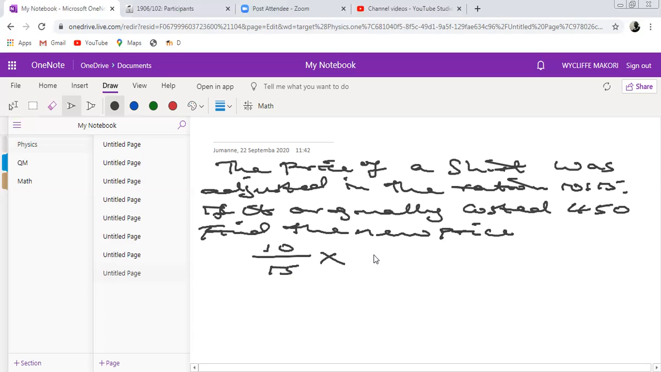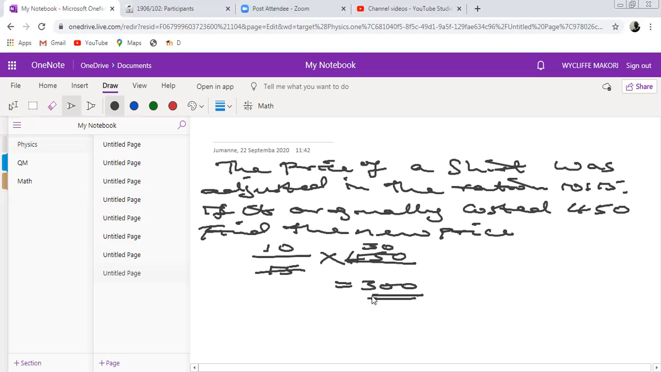Then we multiply by the original price, which is 450. 15 goes into 450 30 times, then 30 times 10 gives you 300. So the new price for that particular shirt is 300, and therefore it is a decrease from the original price that we had.